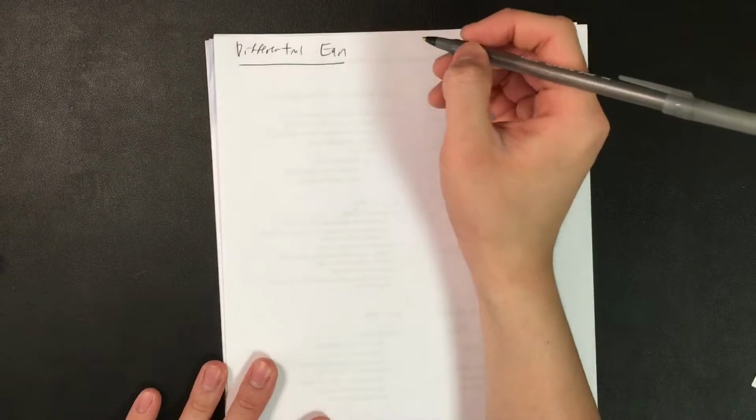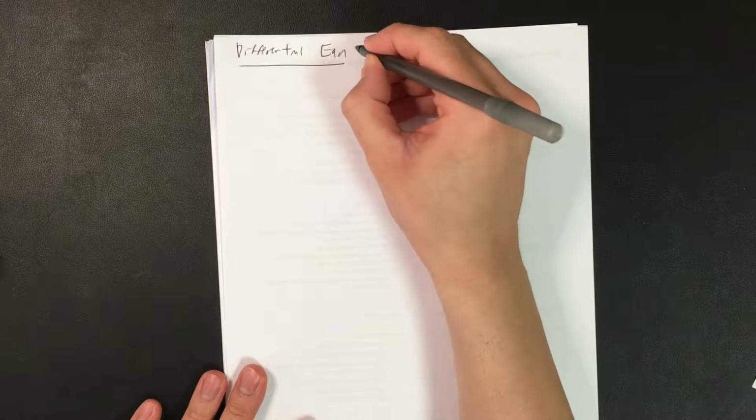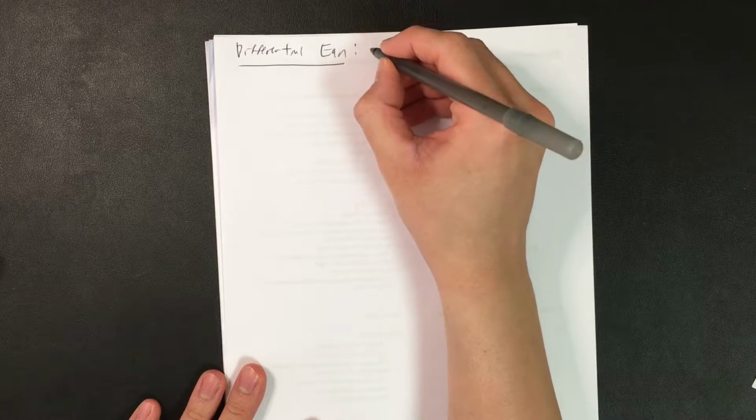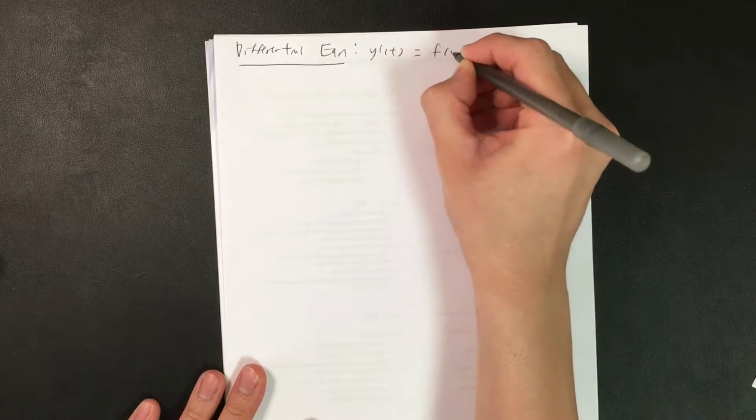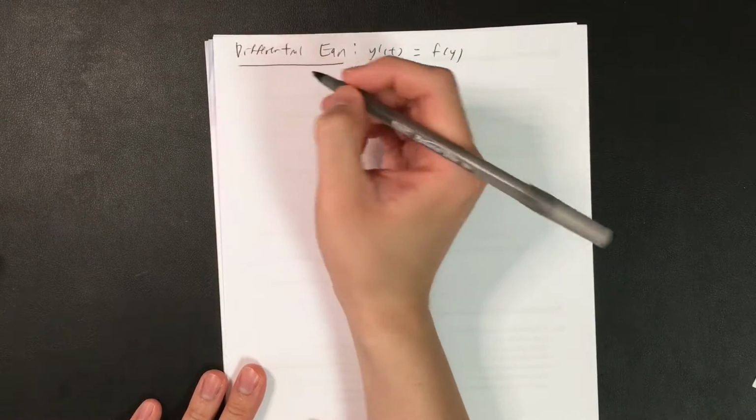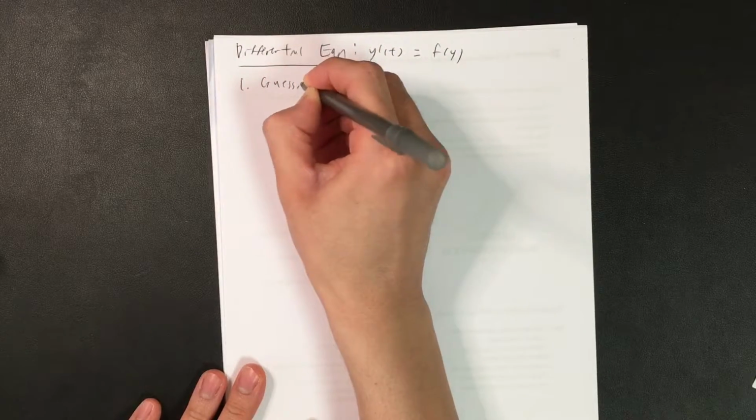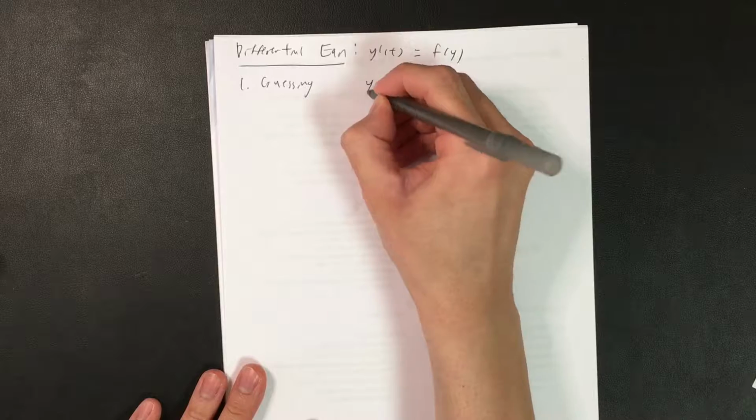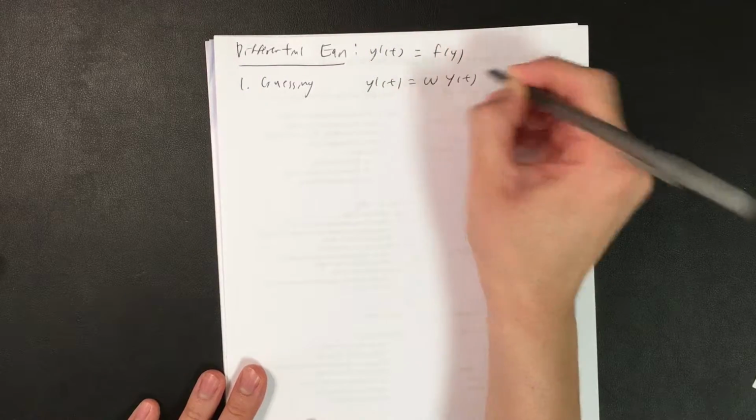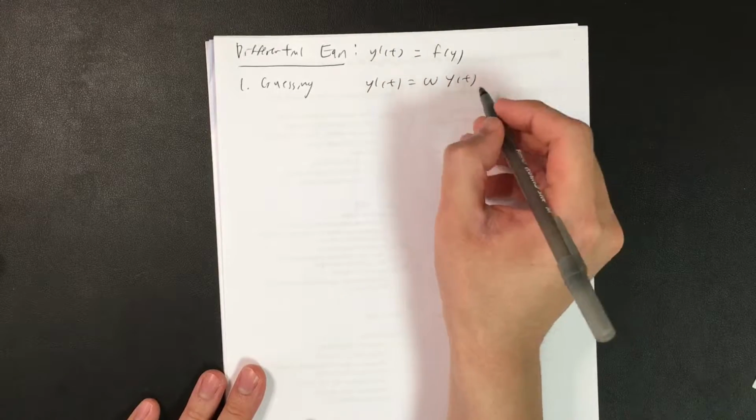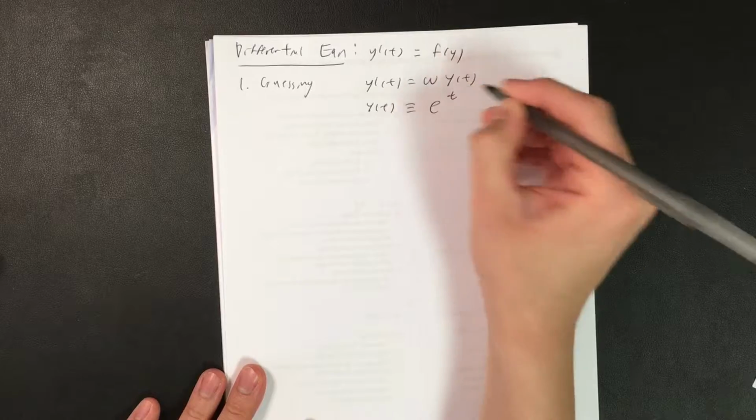In addition to Taylor series, differential equations are also very useful in physics. A differential equation is an equation of the form y prime of t equals f of y. And there are two main methods of solving differential equations. The first one is pure guessing. So for example, if y prime of t equals a constant omega times y of t, then this looks like y of t is in the form of e to the kt.